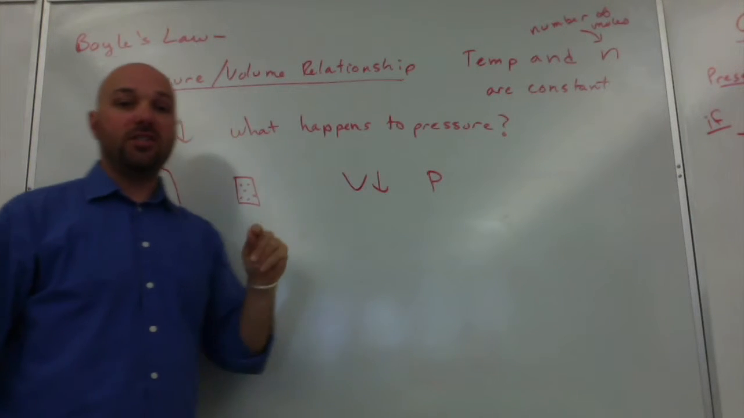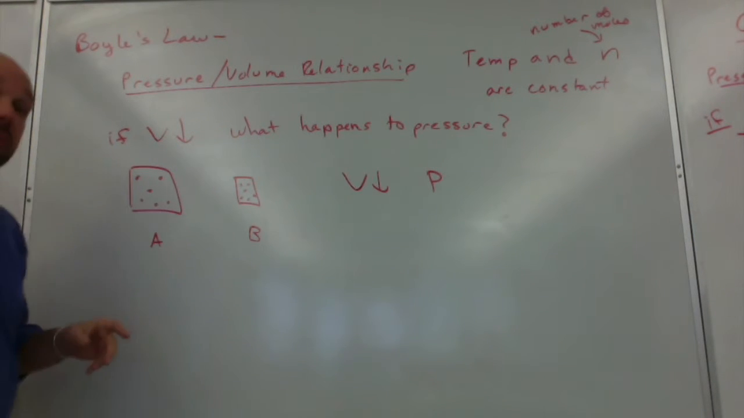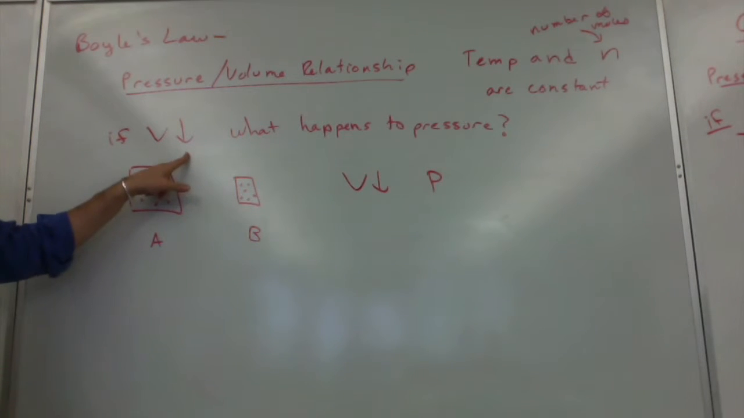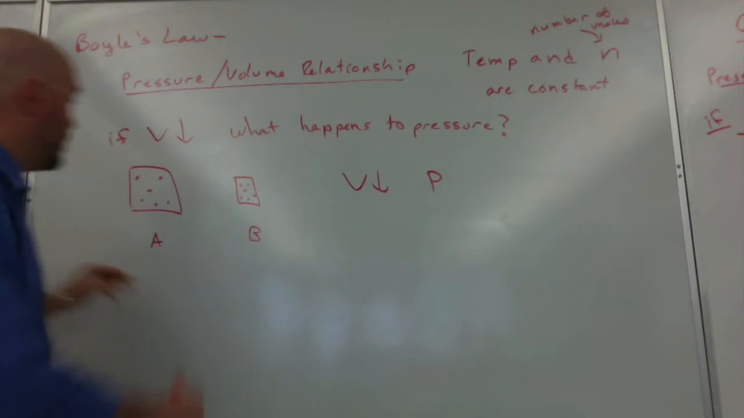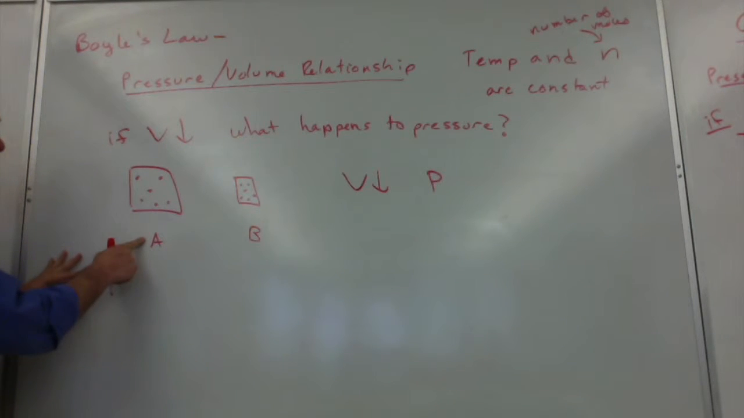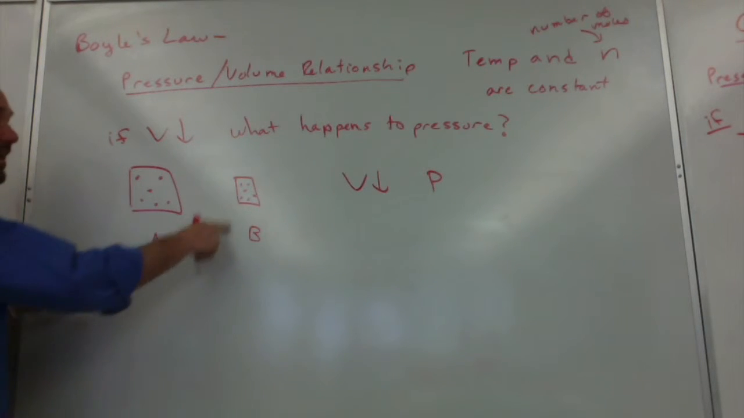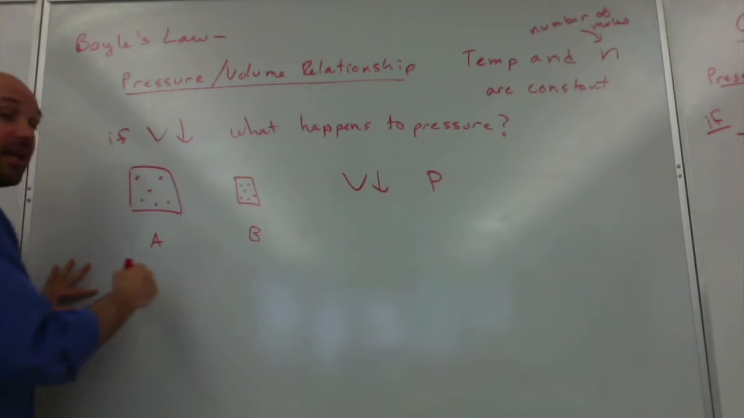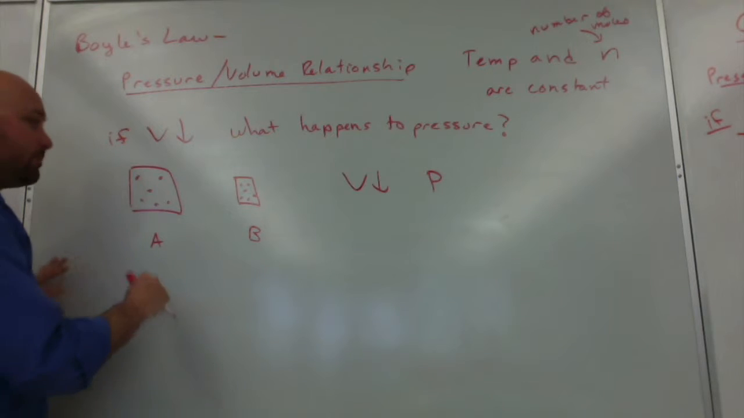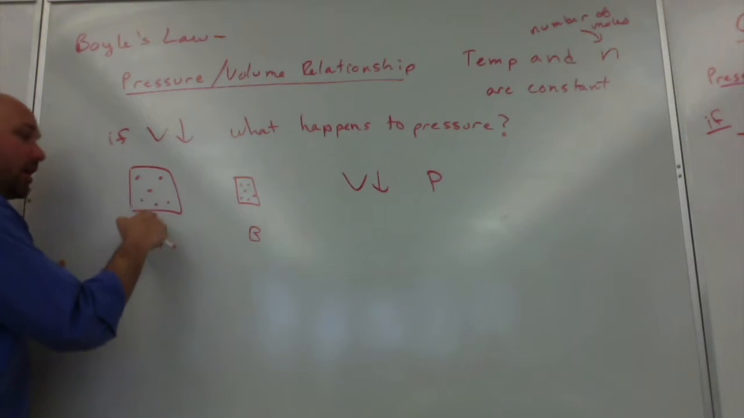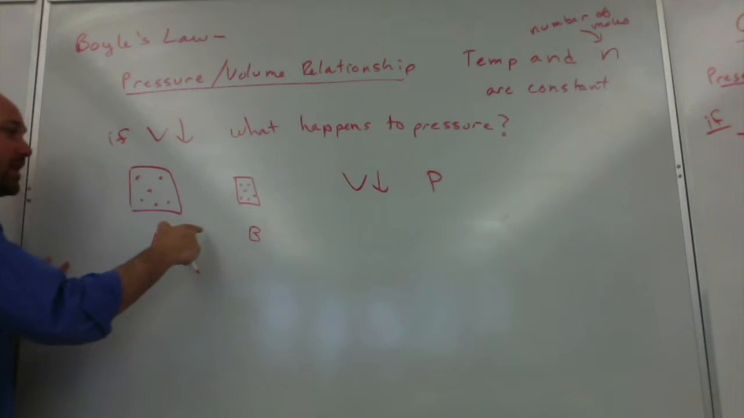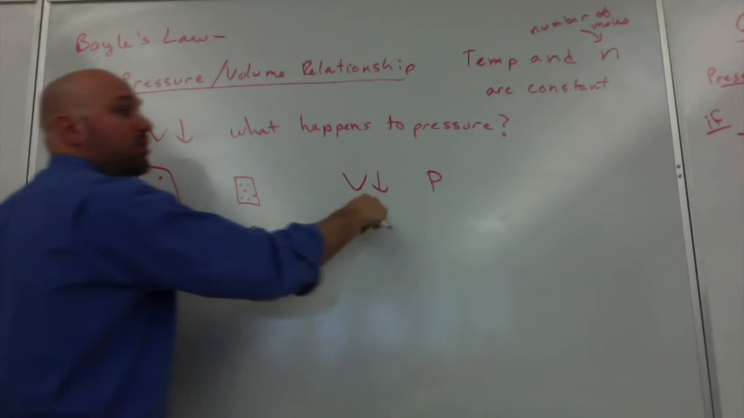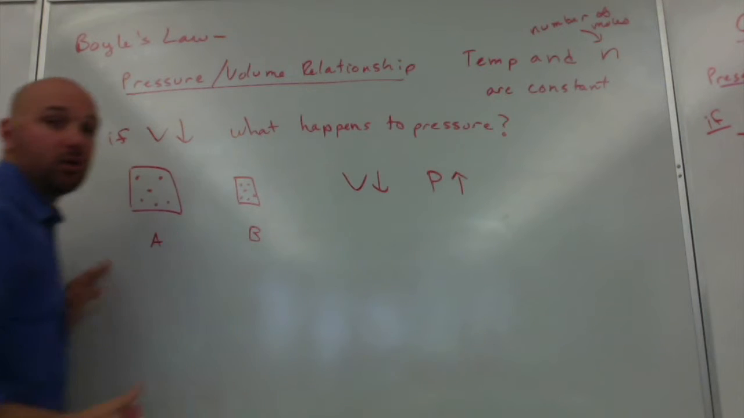What is the relationship between pressure and volume? Well, let's think about it. If volume goes down, what's going to happen to pressure? So if we have container A and container B, they have the same number of particles. Let's assume the kinetic energies are equal, the temperatures are the same. If we have container A and container B, B is going to have a higher pressure. So if volume goes down, pressure goes up.